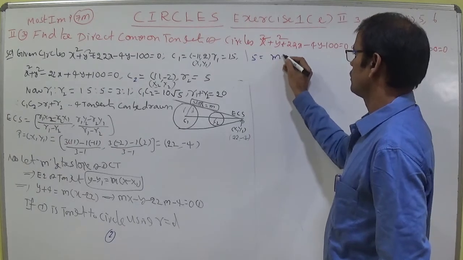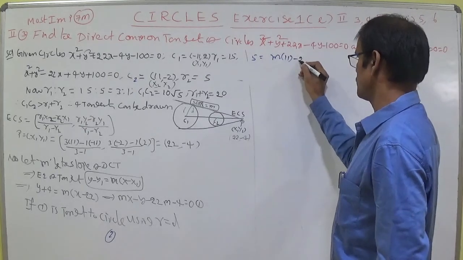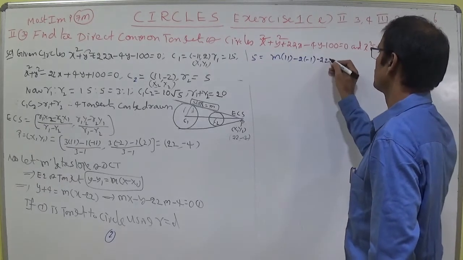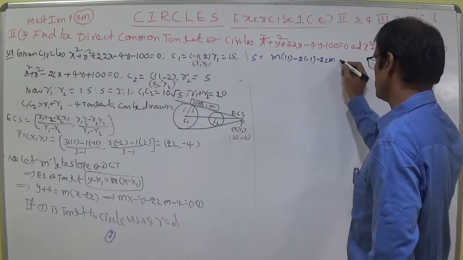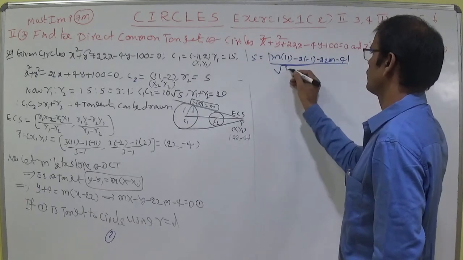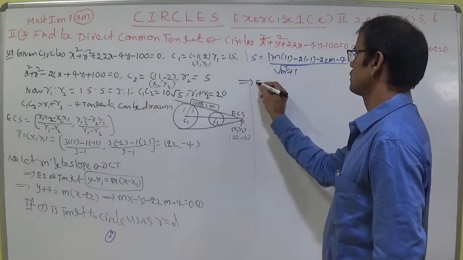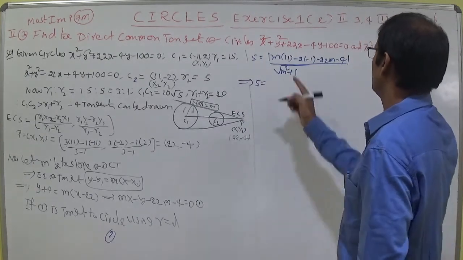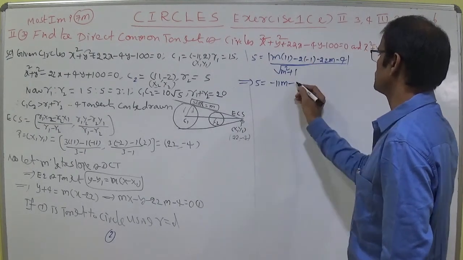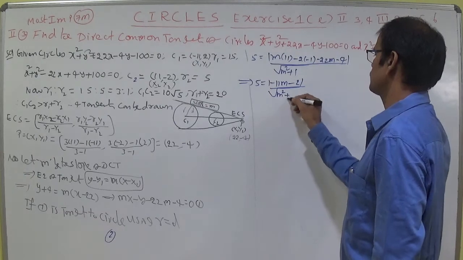M into 11 minus 2 into minus 1, I think that one only we had taken, minus 22m minus 4, by root of m square plus 1. That implies 5 is equal to 11m minus 22m, you write here minus 11m, plus 2 minus 4, this is minus 2, okay, by root of m square plus 1.